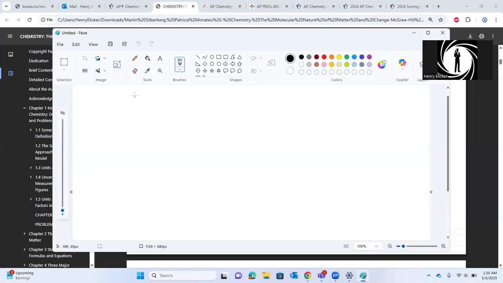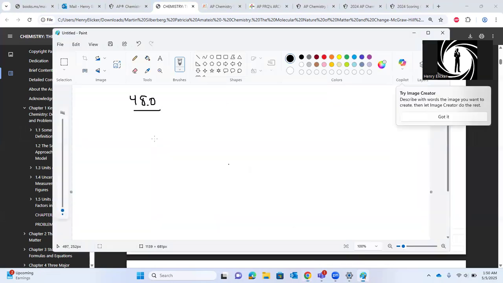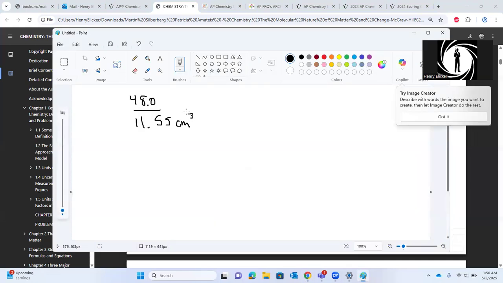Okay, we're gonna do 48.0 divided by 11.55 centimeters cubed, and then grams on top, okay? Well, the easiest part is what's the unit? Remember, you can treat the units algebraically, so it's simply grams per centimeters cubed. That's your unit, okay? And you're just gonna do the math.